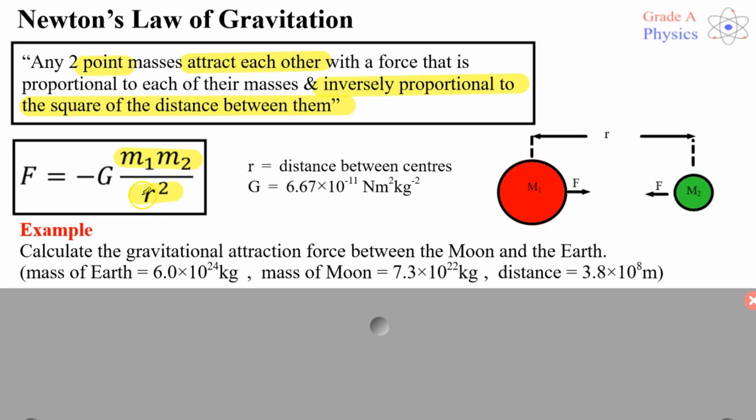Now we've got to be careful here because r suggests that's radius, and it could be a radius if we have an object on the radius or the surface of a planet.